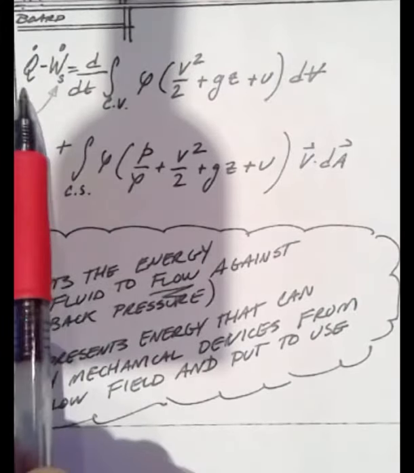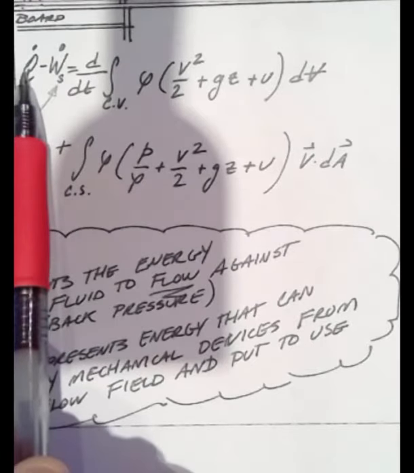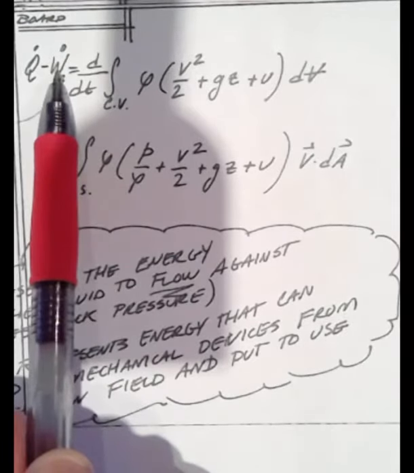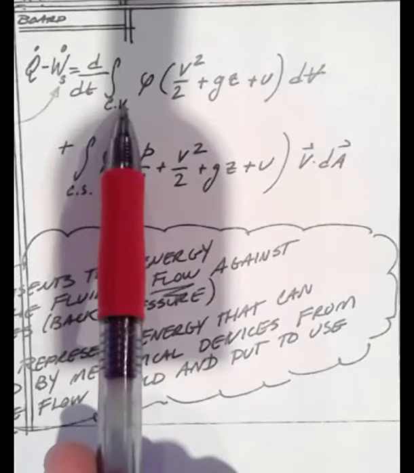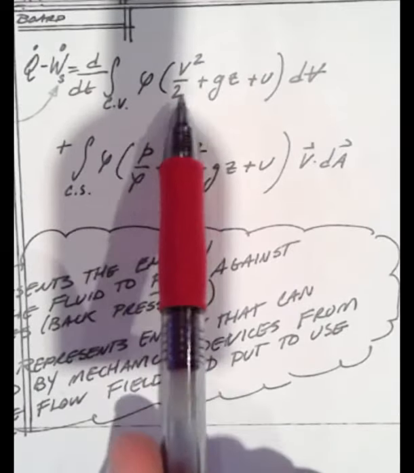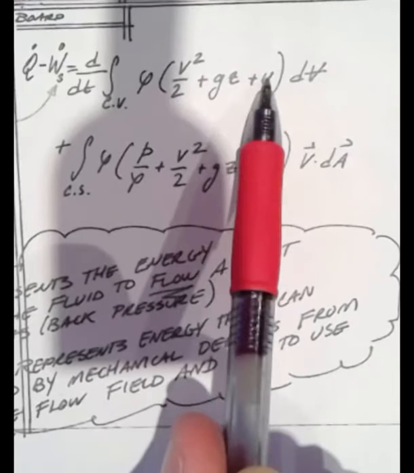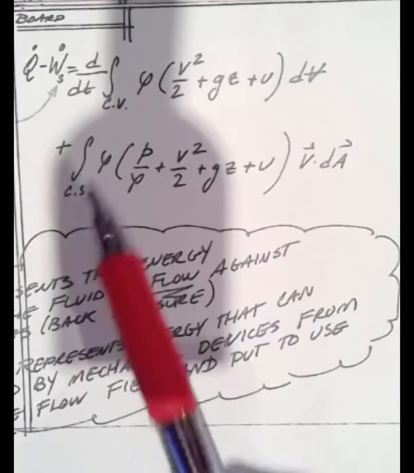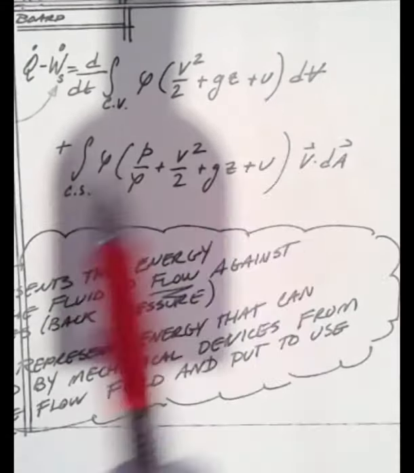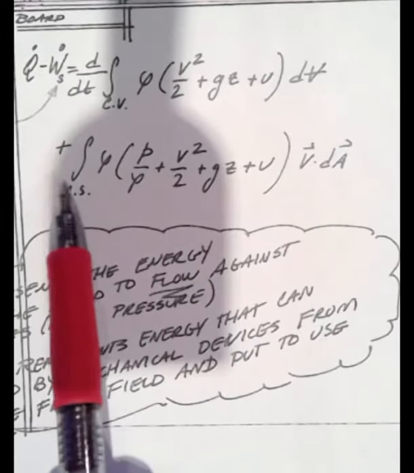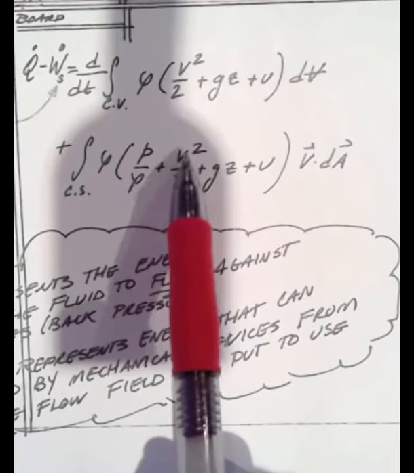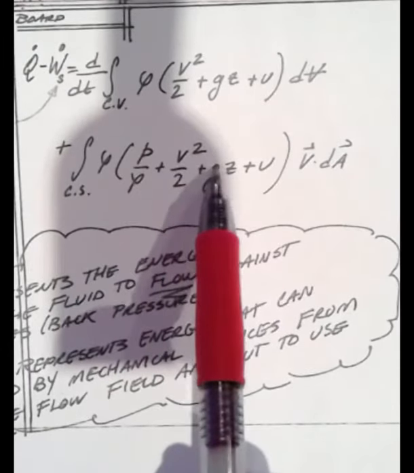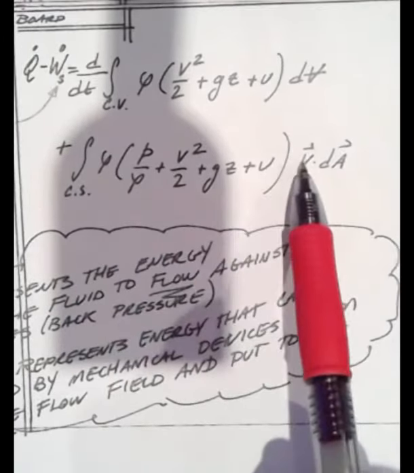Okay, so returning to our Reynolds transport theorem for energy, heat flux in minus work extracted out equals d by dt, integral over the control volume of rho times V squared over 2 plus gz plus u dV. This u is internal energy, plus integral over the control surface of rho times p over rho plus V squared over 2 plus gz plus u, V dot dA.